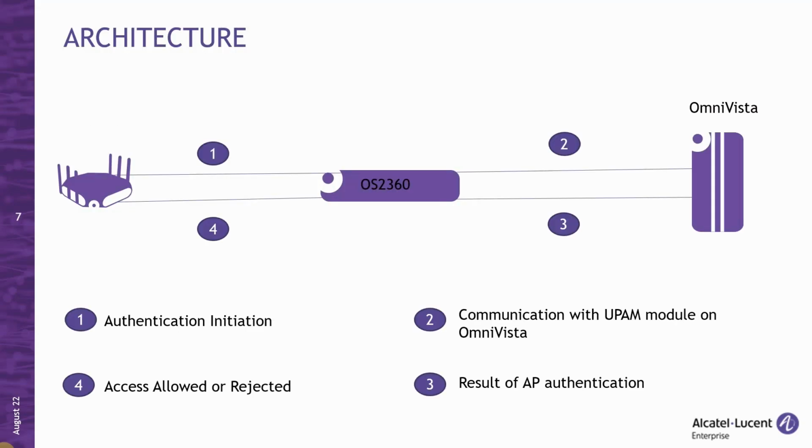Here is a simplified architecture of how the solution works. First, the access point will initiate the authentication. Then the OmniSwitch will relay the authentication information from the access point to OmniVista. After analyzing the access point identity, the server will approve or not the authentication. Finally, if the authentication succeeds, the switch will assign the template returned by UPAM on the port the access point is connected to. Now you have a better visibility of the authentication process workflow. We can proceed to the demonstration.